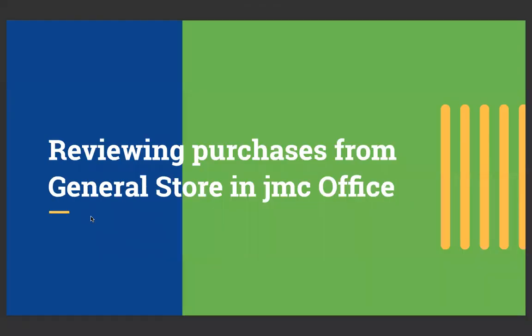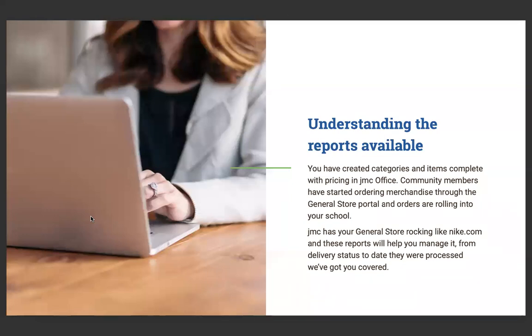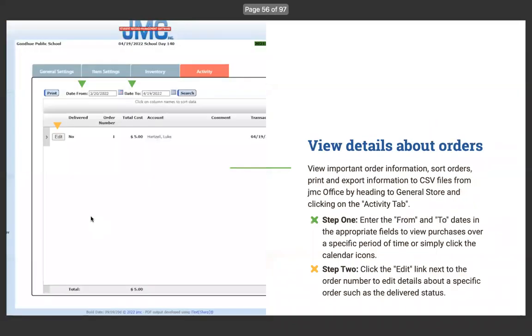All right, reviewing purchases from the general store. You've created categories and items to complete with pricing in JMC office. Community members have started ordering merchandise to the general store portal and orders are rolling into your school. JMC has your general store rockin' like Nike.com, and these reports will help you manage it. From delivery status to date they were processed, we've got you covered. So you can view important order information, sort orders, print and export information to CSV files from JMC office by heading to the general store and clicking the activity tab.